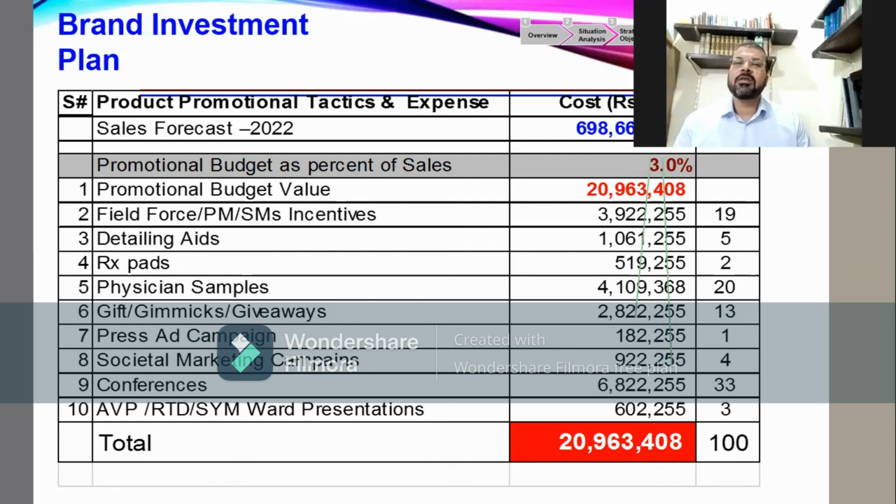For field force, product managers, sales managers, you will need to have incentives. I will incentivize the field force, the people who will show good results. What will be the total incentive which will be needed to achieve these results?